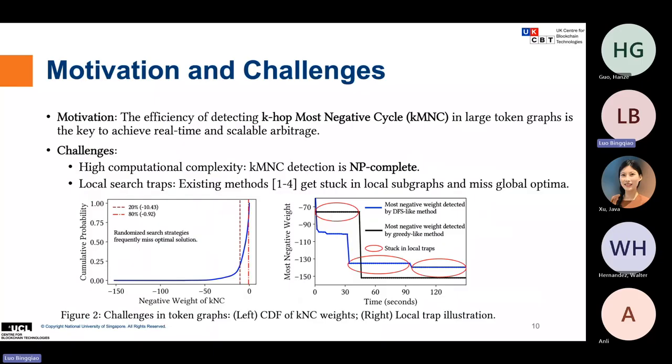The second challenge is related to existing methods: many state-of-the-art approaches try to use localized search or some greedy heuristic to do the detection. However, these methods explore the subgraph around the beginning point, but often fail to escape the local optimum within a short time. As we can see from the right side figure, they are very likely to be stuck in the local trap for a long time. And that's why we need another method to handle both the effectiveness and efficiency of the detection.